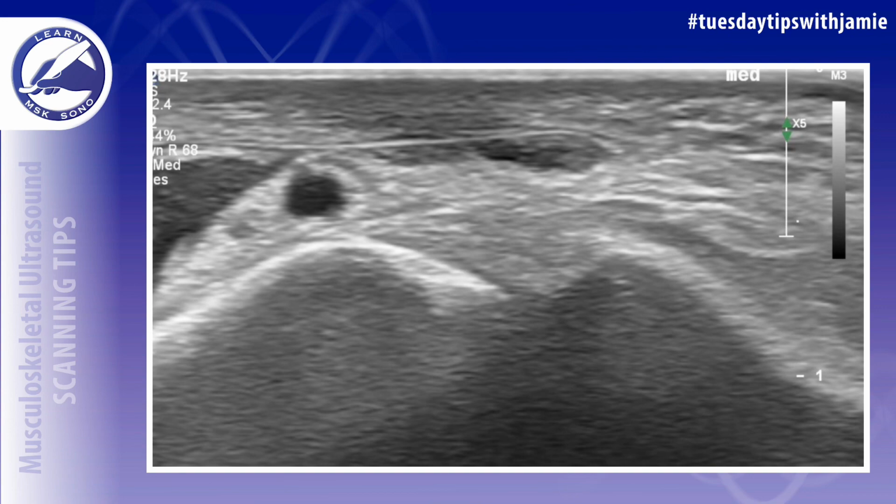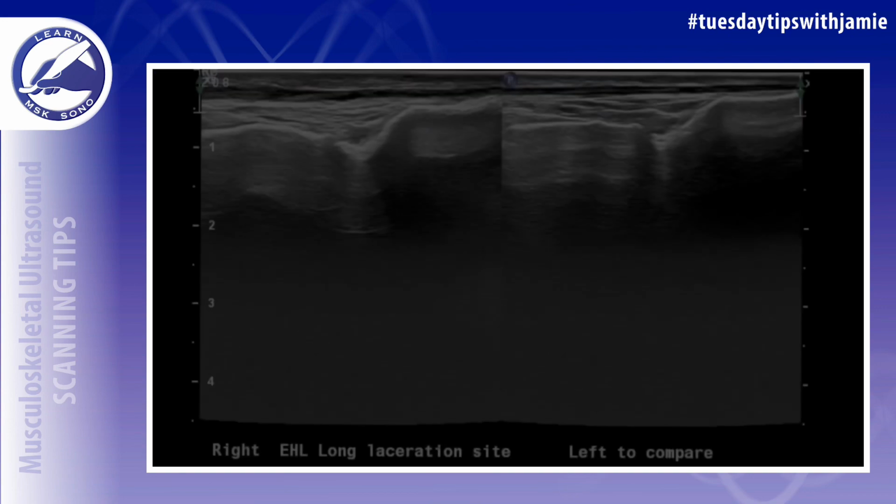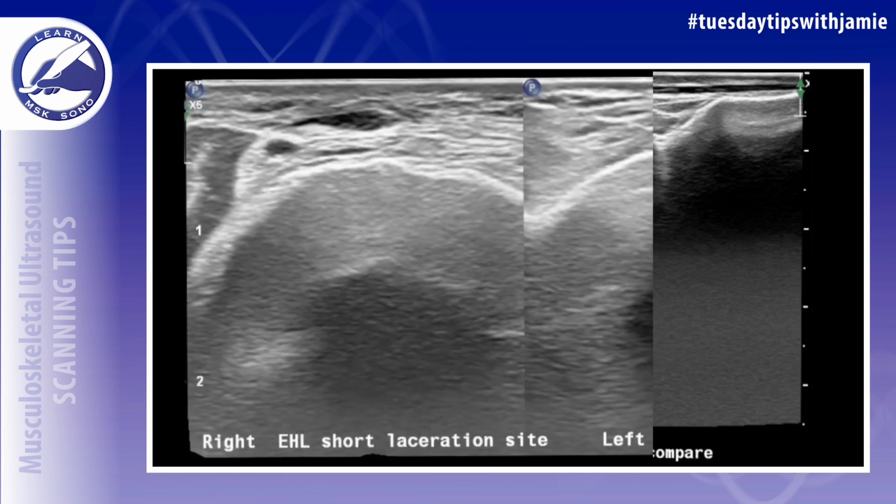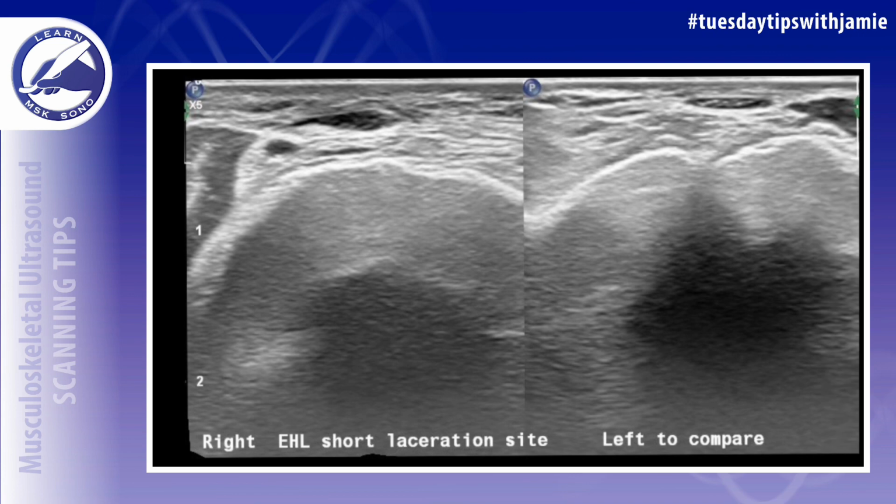And then you'll want to measure the distance between the two tendon stumps to provide the size of the defect. You should also use a dual screen to do a contralateral comparison between the torn tendon and the normal side at the exact same site to help the defect stand out to the image interpreter. This is an example of an extensor hallucis longus tendon laceration in the right foot.